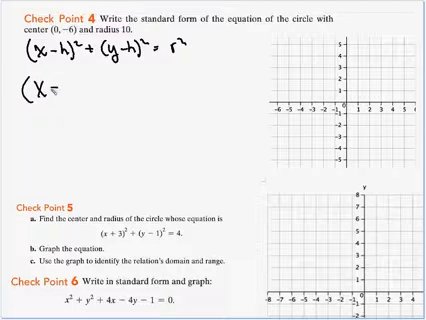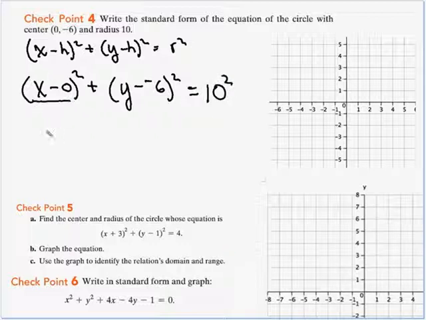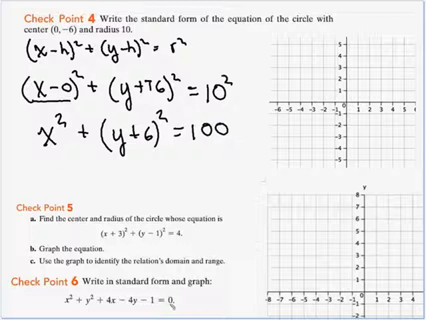My x is 0, so that's going to be (x minus 0) squared plus (y minus, our y value is negative 6), and we're going to square that quantity. And that's equal to r, which is 10, squared. So the x minus 0, well, that's just x, and we'll square that. Plus, we have a quantity. Minus a negative turns to a plus, so that becomes (y plus 6) squared. And that's equal to 10 squared, which is 100.